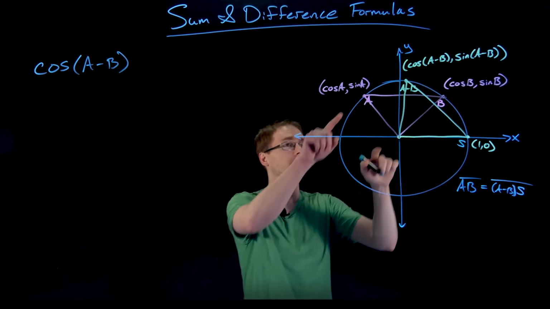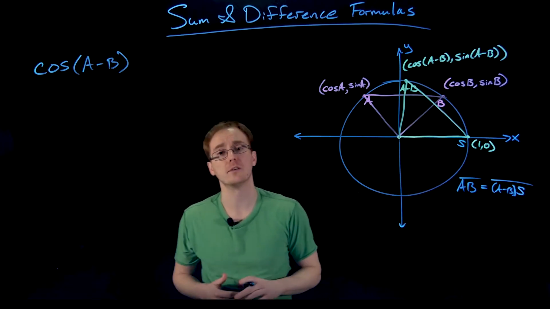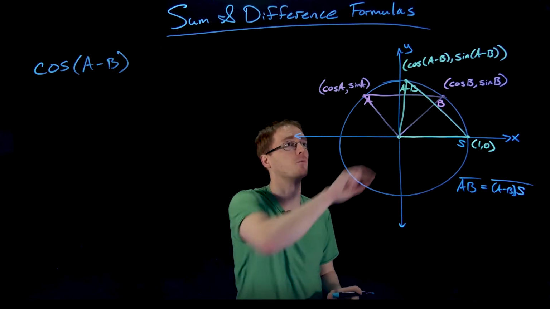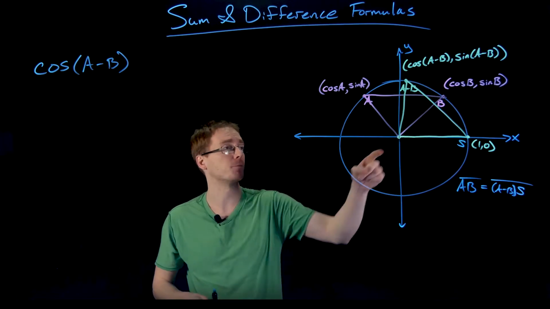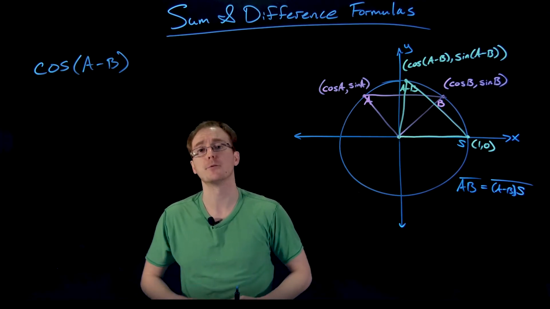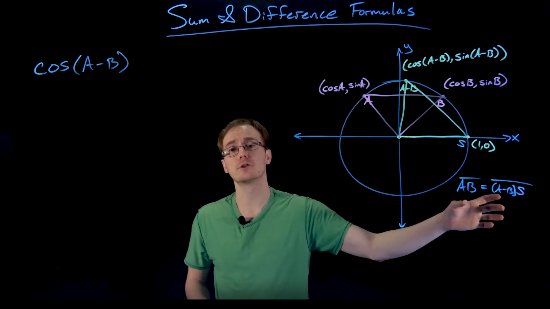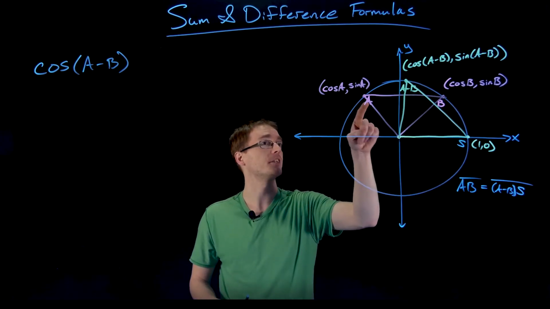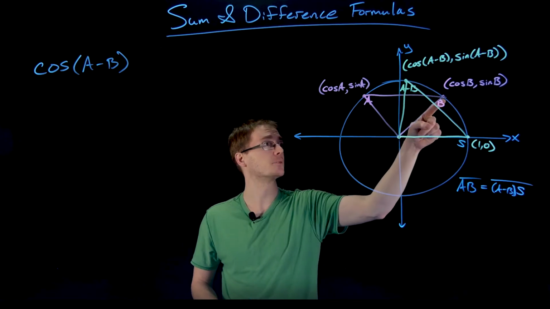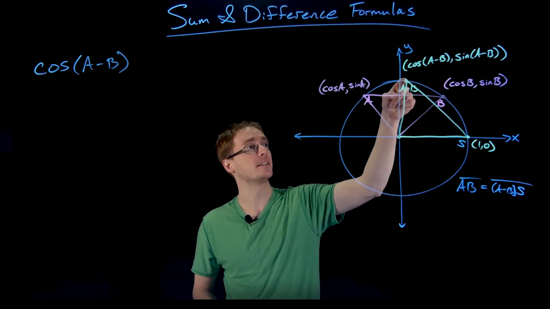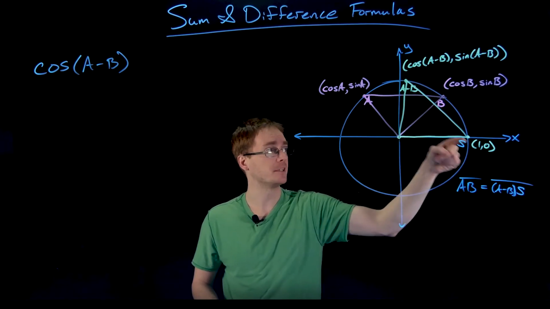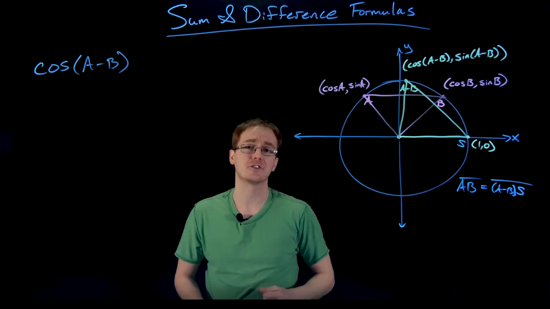Of course, the other side lengths in the triangles are also equivalent in length, and those are going to be side lengths of 1, which we can see just from the radius of our unit circle. Remember, the radius of the unit circle is always 1. And so this is our really important and crucial observation. What this tells us is the distance from this point at A to this point at B is the same as the distance from the point at A minus B to our starting point at S, or 1, 0.